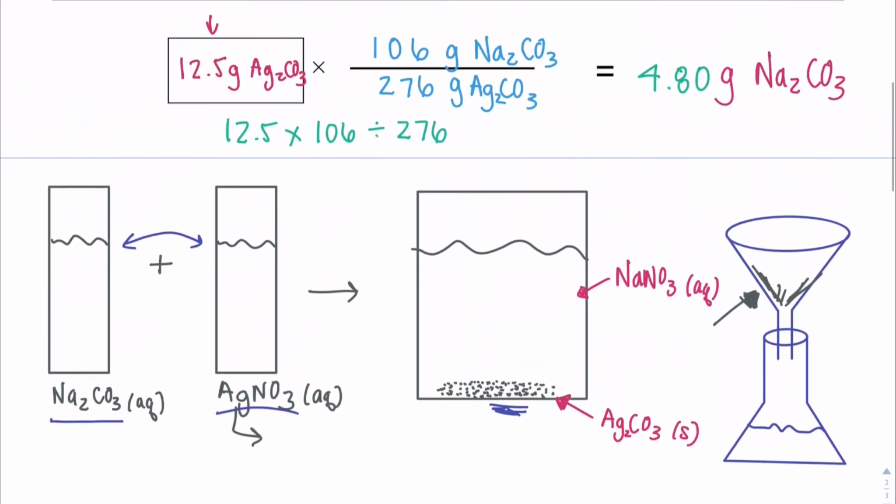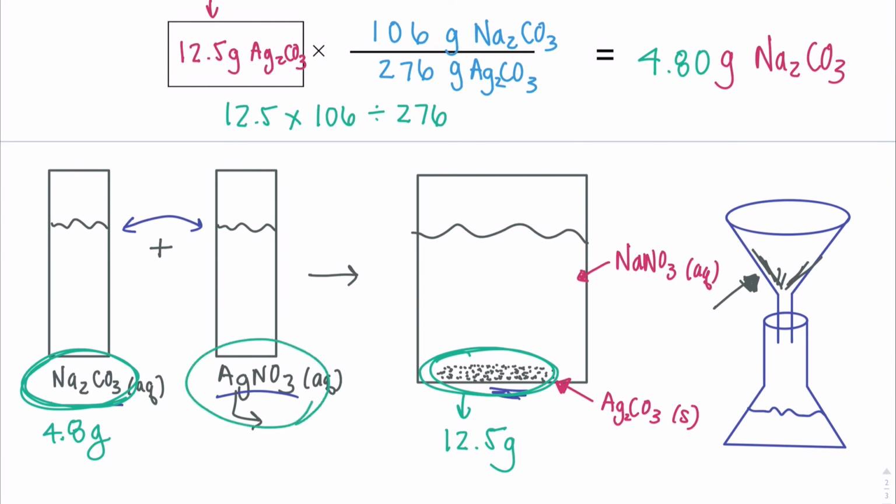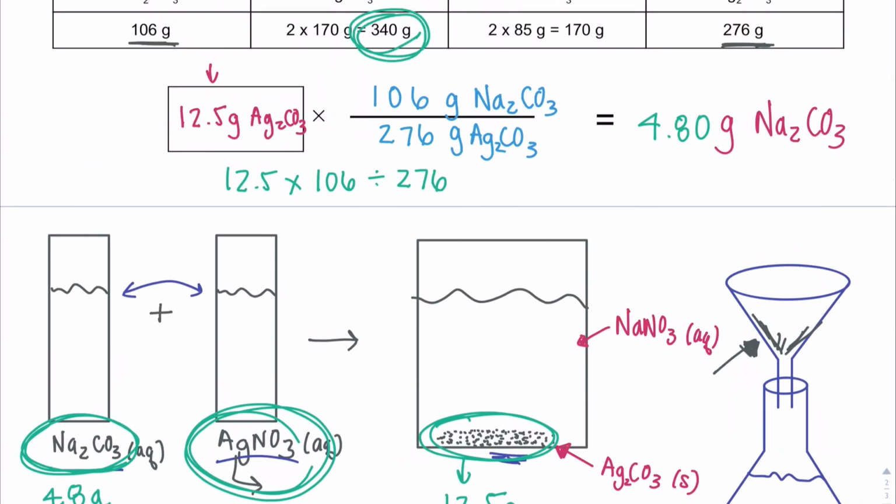So in order for us to have this precipitate amount have a mass of 12.5 grams, we need in here 4.8 grams. And if we really wanted to make this an accurate reaction, we would also calculate how much silver nitrate we would need to produce 12.5. It's not going to be 4.8, it'll be something different because our recipe is different up here. All right, you should have enough information to complete the rest of this worksheet.